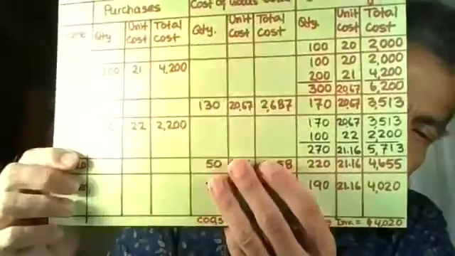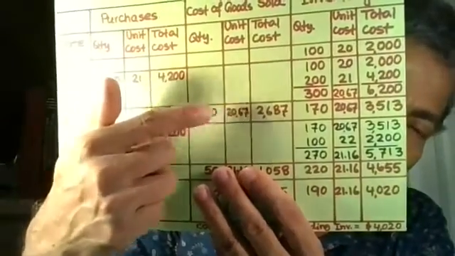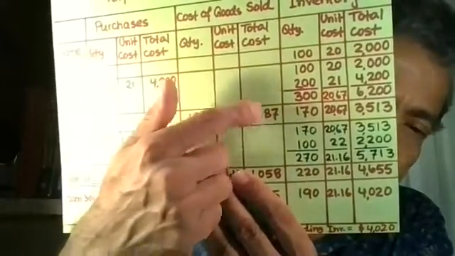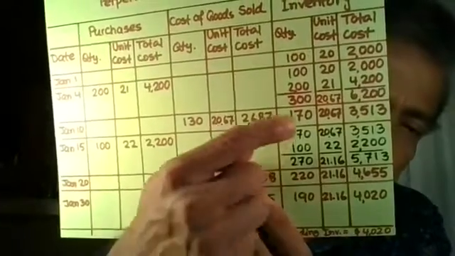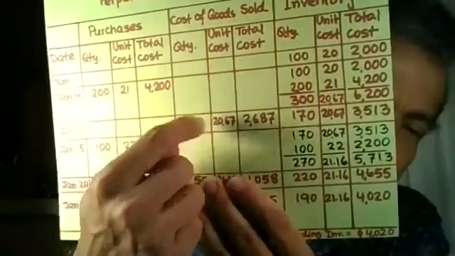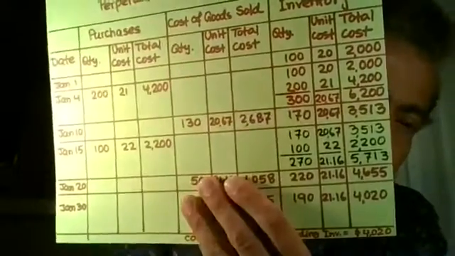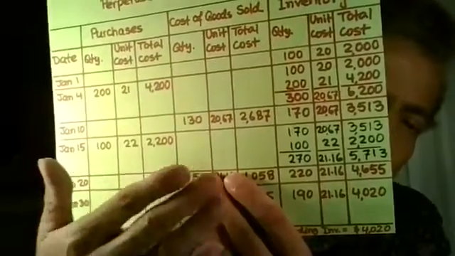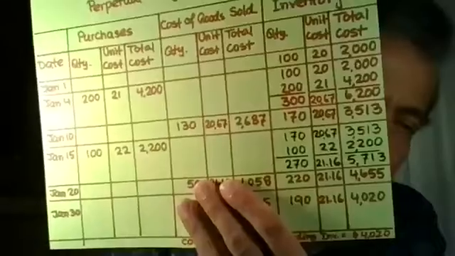We had a customer who wanted 130 units. 130 units are sold at $20.67. So 130 times this gives you this total cost. And that leaves you with 170 units. See, 170 because the total was 300 minus 130 is 170. So 170 units also at the same average price, $20.67. Until I receive new consignments, my average price, my cost, is $20.67.